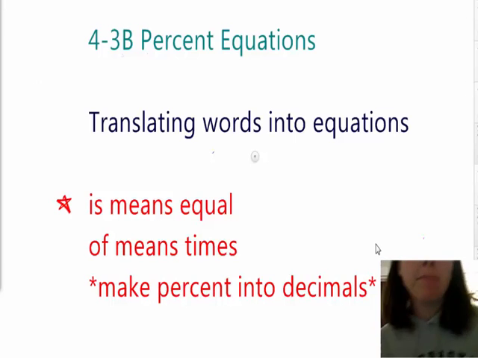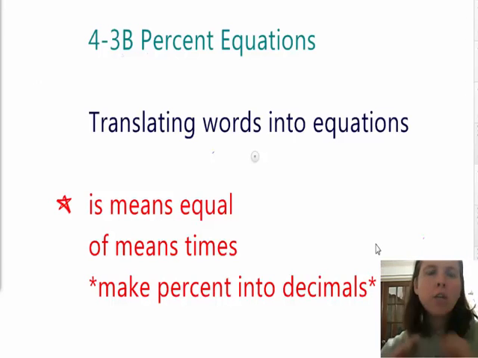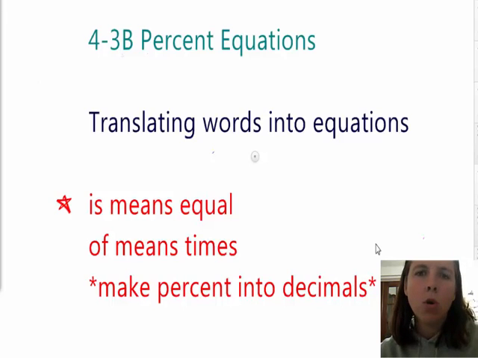Okay, today we're going to do 4.3b, percent equations. So in 4.3a, you had to set up your percents as proportions and solve. Today we're going to set them up as equations, and yes, you have to do it that way. Okay, so we're basically just translating words into equations.